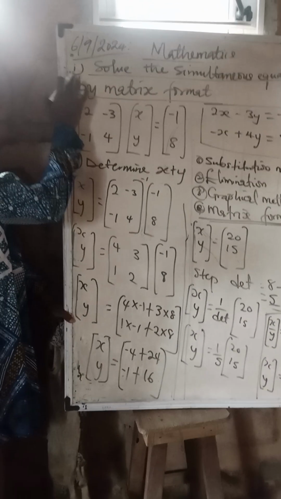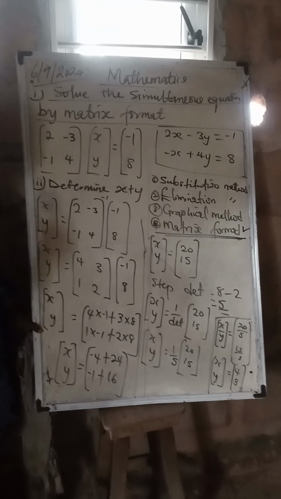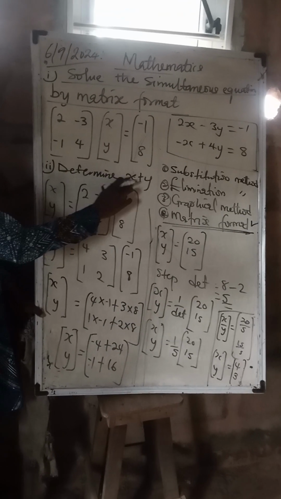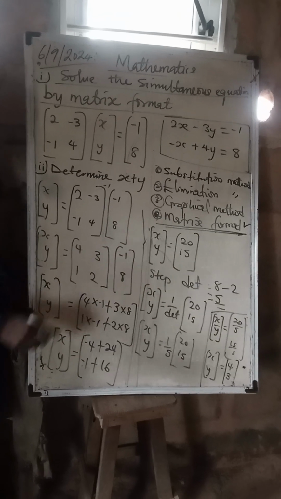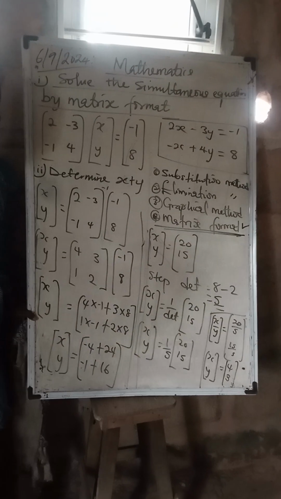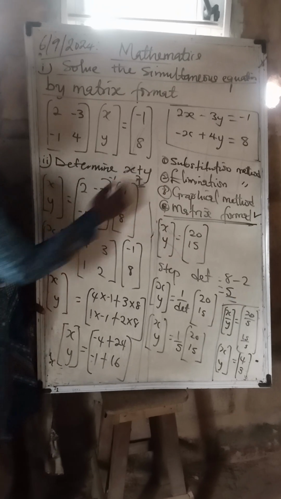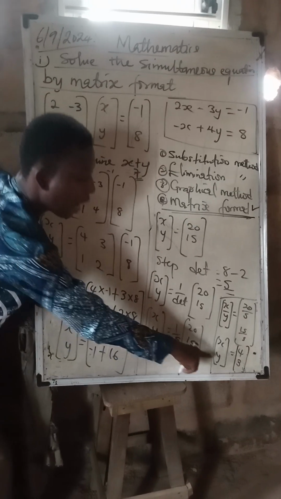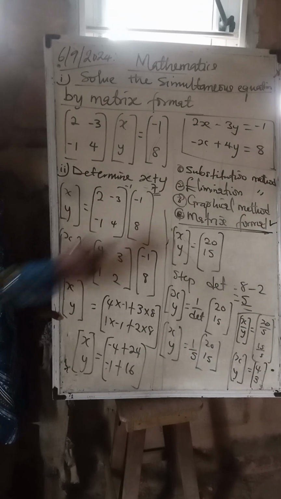Please look up here. If you look at solve the simultaneous linear equation by matrix format, we have been able to get x to be 4 and y equals 3. Then question number 2 says determine x plus y. So which is 4 plus 3. We know that x is 4 and y is 3. Therefore, x plus y is going to give us 7, which is 4 plus 3. It's as simple as that. That is to answer this question. Take note, x is 4 and y is 3. So when we say determine x plus y, which is 4 plus 3. Thank you.